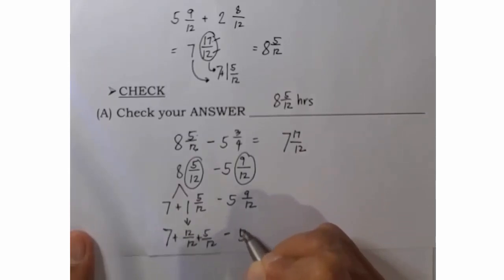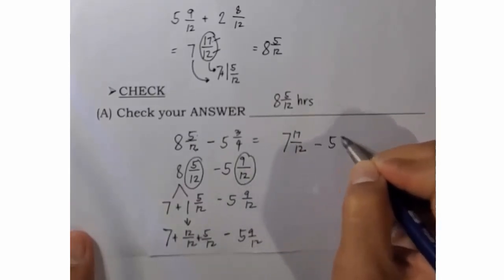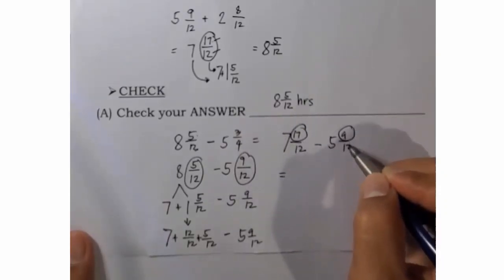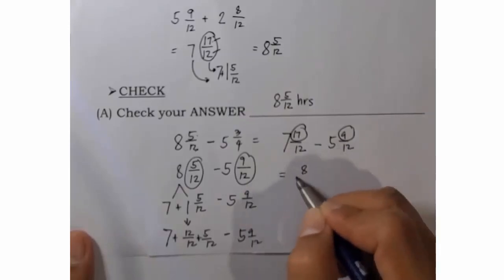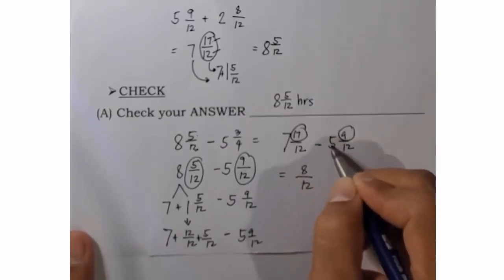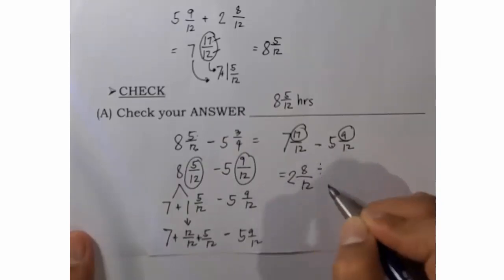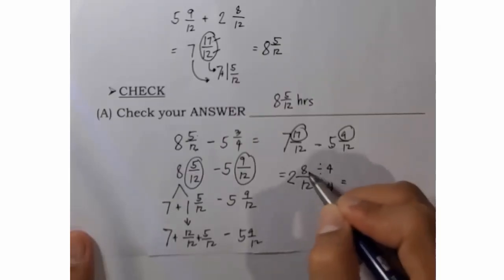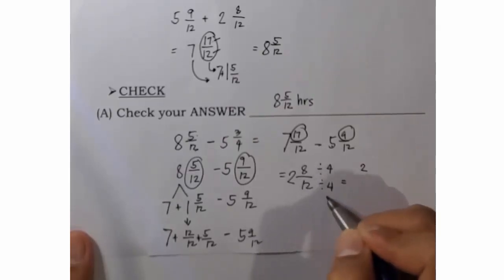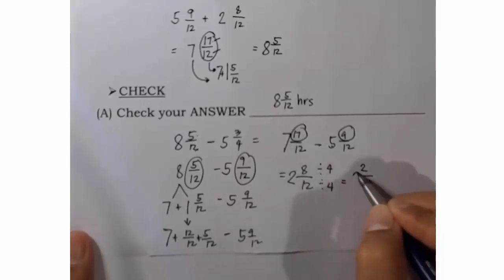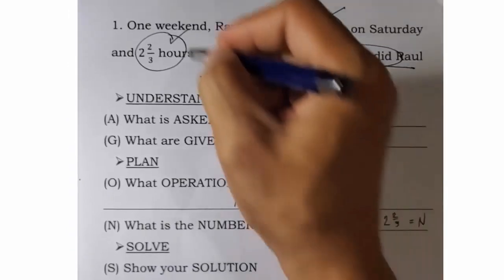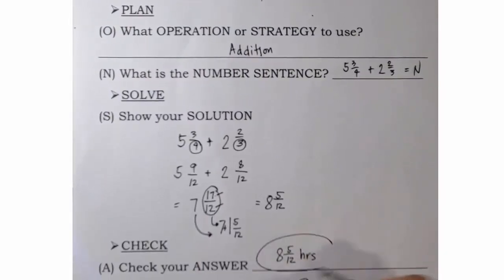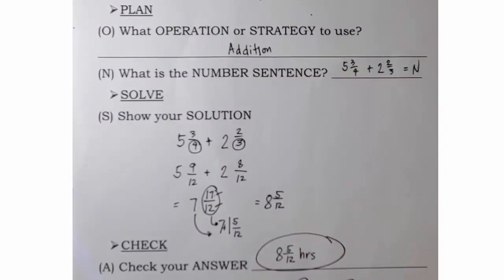Then we can now subtract 5 and 9/12 from that. So the final answer is 17 minus 9 is equal to 8. Copy 12. Then 7 minus 5 is equal to 2. Now try to look at your fraction. We could still reduce this to lowest terms because both are divisible by 4. So 8 divided by 4 is 2, and 12 divided by 4 is 3. Then copy the whole number. So that's 2 and 2/3, which is the same as the number of hours on Sunday. So our answer, 8 and 5/12, is correct.